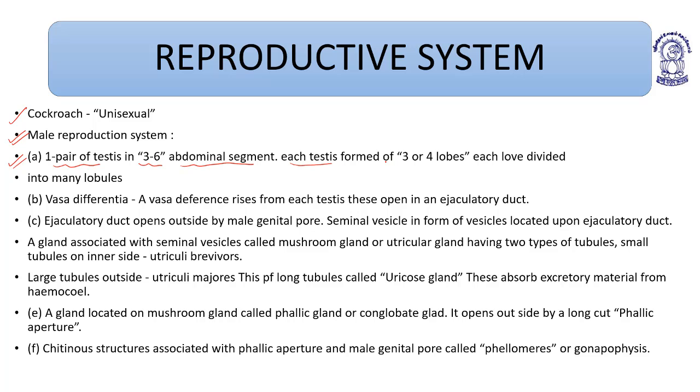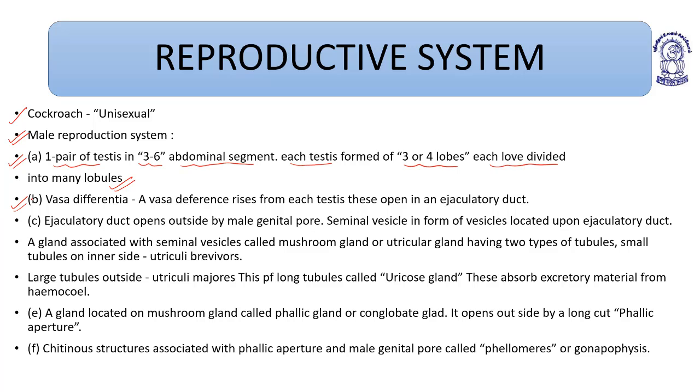Each testis is formed of 3 to 4 lobes. Each lobe is divided into many lobules. As we have learned in human reproduction, the seminiferous tubules have many testicular lobules, okay? So it is like that only. There is one pair of testes located between the 3rd to 6th abdominal segments, and each testis is formed of 3 to 4 lobes. Each lobe is divided into many lobules.